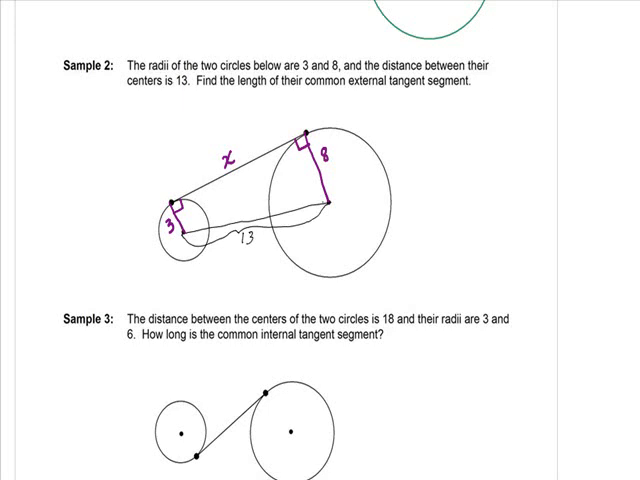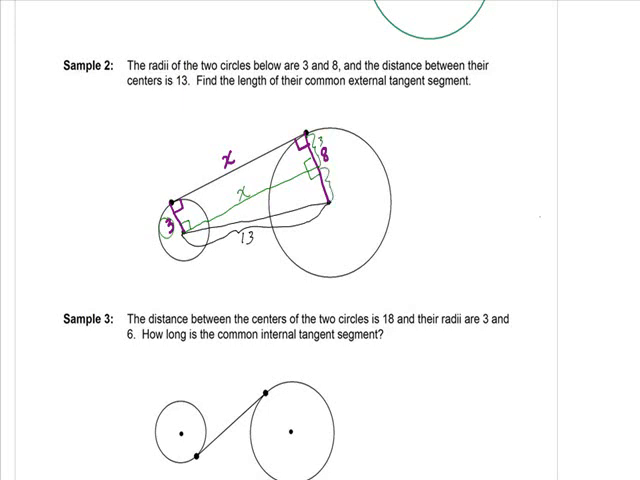Now, if you need to look back at the procedures, go for it, but it's from the center of the smaller circle, draw a segment that's parallel to the common external tangent. Do that right now. From the smaller circle, draw something that's parallel, which would mean right angles here, here, and here. If the common external tangent is our x, opposite sides of a rectangle are congruent, that is x also. If this side of the rectangle is 3, then over here is 3.